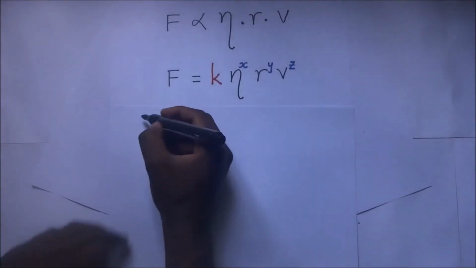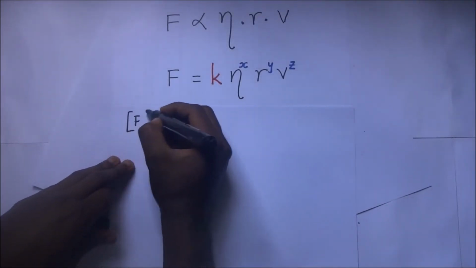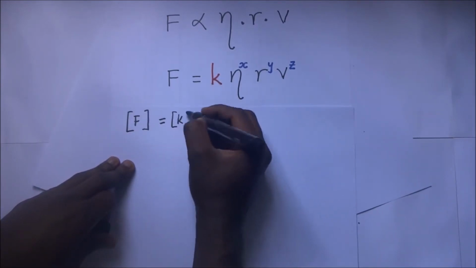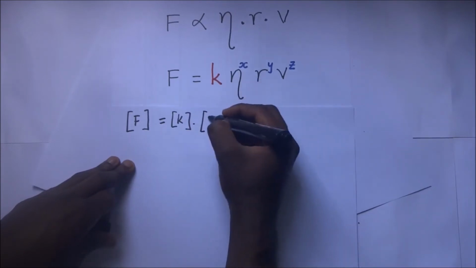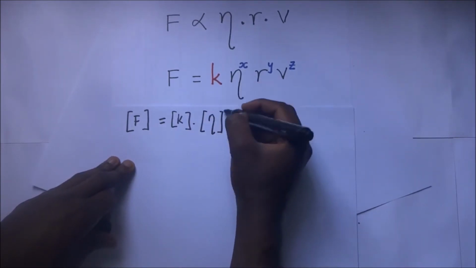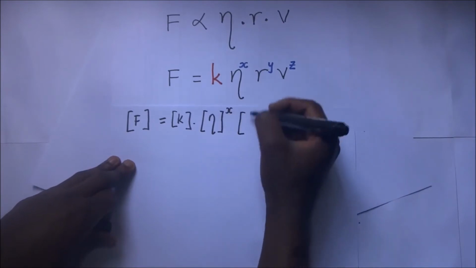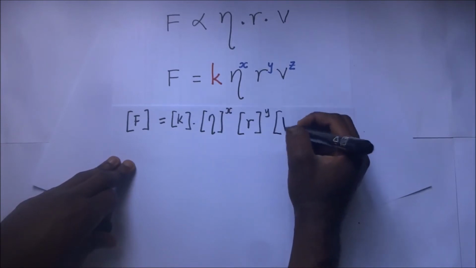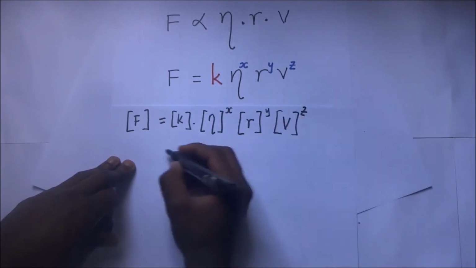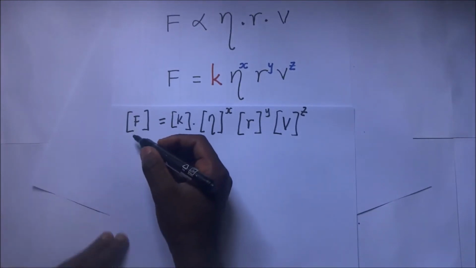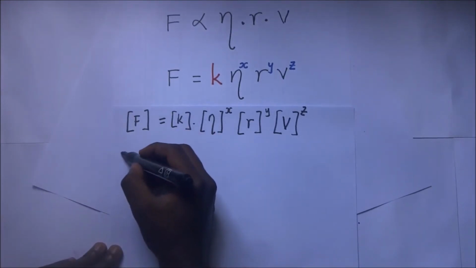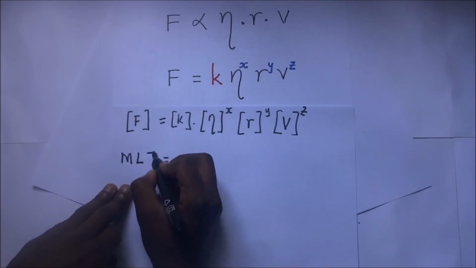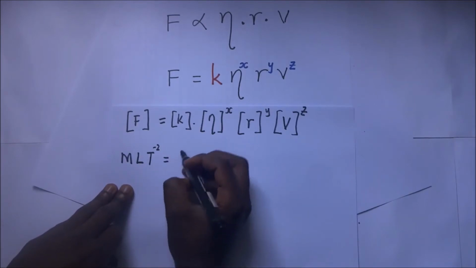So, using dimensions, we need to find the dimensions of force. That is going to be equal to the dimensions of this constant k, multiplied by the dimensions of the coefficient of viscosity to the power x, the dimensions of the radius to the power y, and the dimensions of velocity to the power z. Now the dimensions of force is mass times acceleration, which is MLT^-2, and that is going to be equal to k.